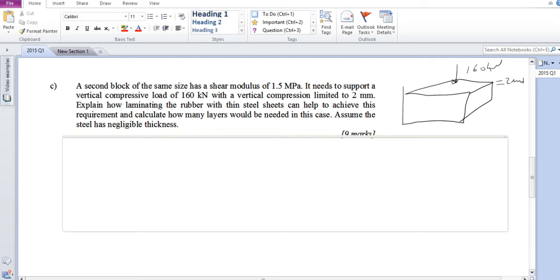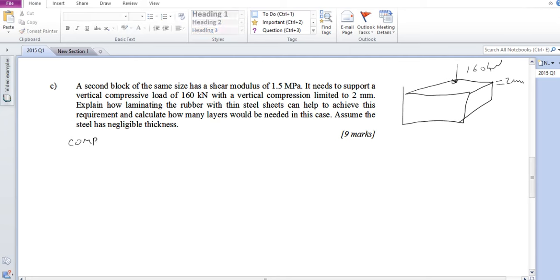Again, it's a case of working out the stiffness that's needed. In this case, though, we then need to work out how we get that stiffness with the shape factor. So let's go through it a bit at a time. The compressive stress that we have is the force divided by the area, which is 160 kilonewtons.